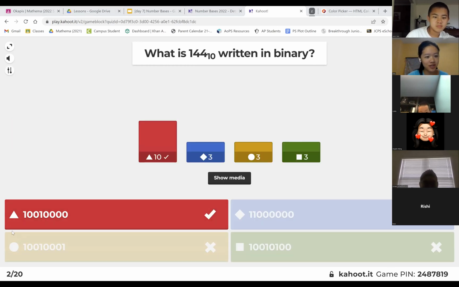Okay, so for this one, I guess you could reason your way out. Obviously 128 would be the biggest one that would fit in 144. And after that, 144 minus 128 is 16. So obviously the next one that fits in it would be 2 to the 4th power. So it would be red.